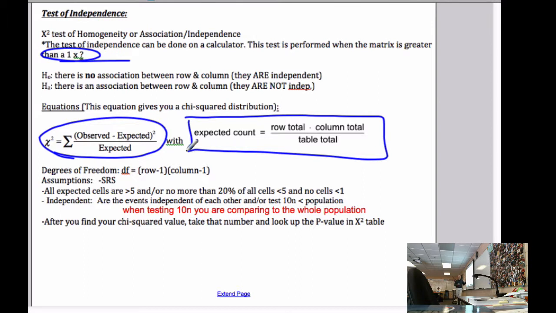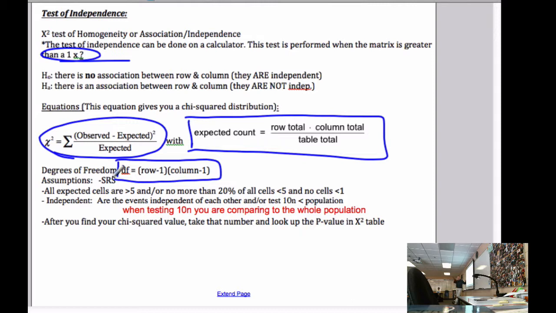Your degrees of freedom has changed. Now all of a sudden it's row minus 1 times column minus 1. Very different than what we're used to. Your assumptions have not changed. Simple random sample, expected cells greater than 5, or no more than 20% of them can be less than 5. None of them can be less than 1. And then after you find your chi-squared value, you can look it up in the table, but your calculator will give you a specific value as well.